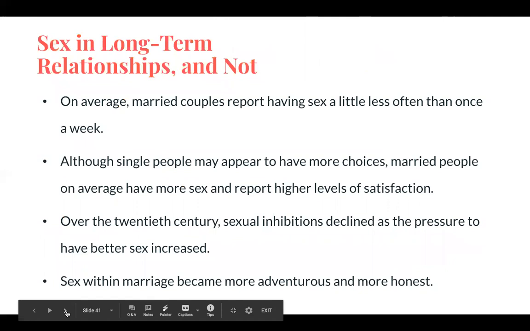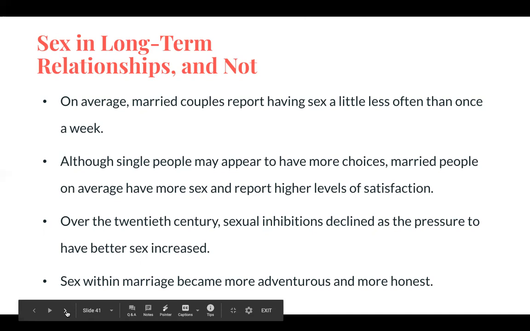So before we talk about infidelity, which was another one of those traditionally sexually deviant heterosexual behaviors, let's just talk about what we know about sex and long-term relationships. On average, married couples report having sex a little less often than once a week. And this is where the perception versus reality of being single versus being married becomes really important, because we perceive single people as having this much better sex life.